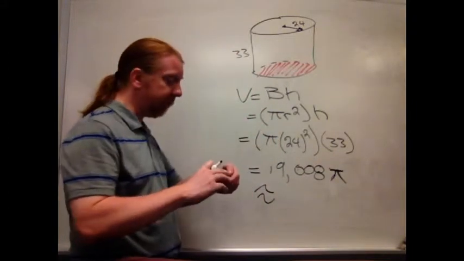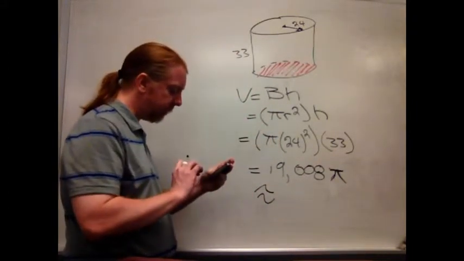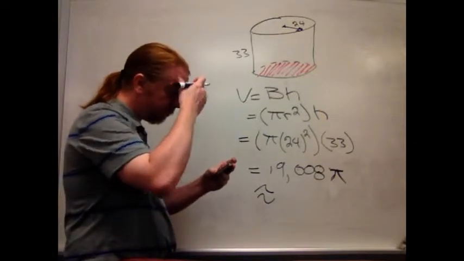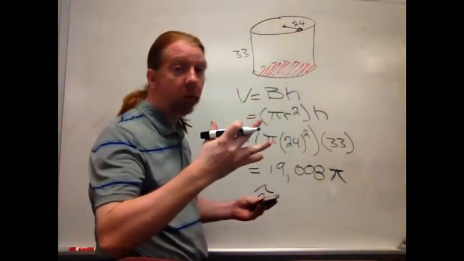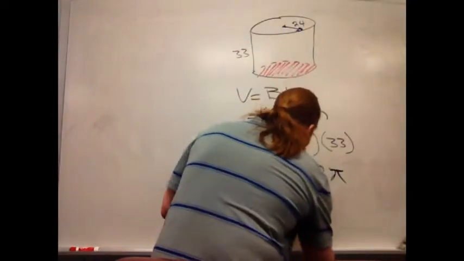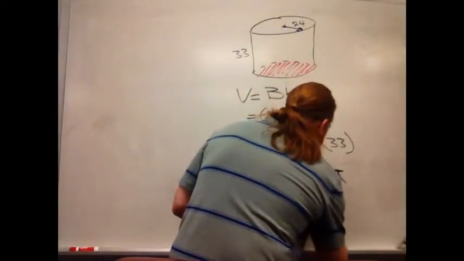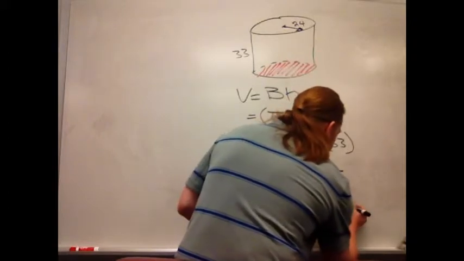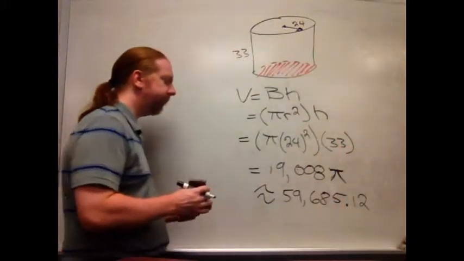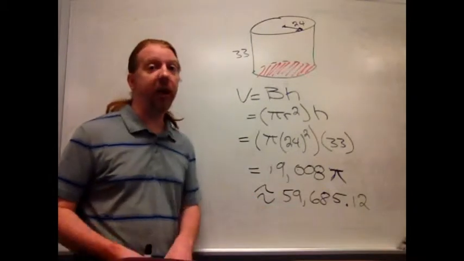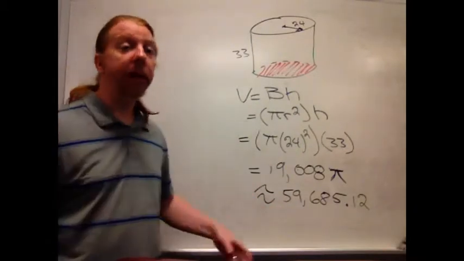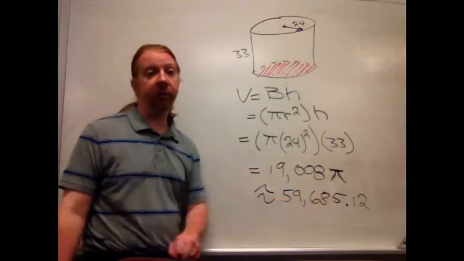If you're the sort that prefers to round, let's see, 3.14, you get an answer on the order of 59,685.12, which for most intents and purposes we would probably just call 60,000 because we're already rounding. Why worry about all these additional digits?